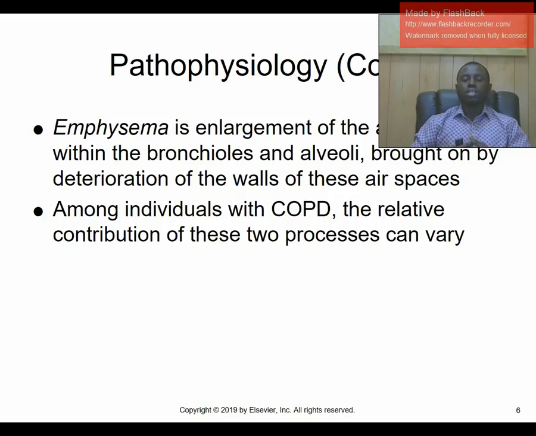Among individuals with COPD, the relative contribution of these two processes, chronic bronchitis and emphysema, can vary depending on their basic underlying cause. So depending on how many years they have smoked, how long they've been exposed to smoke and other toxins, the percentage of chronic bronchitis and emphysema is going to be variable.